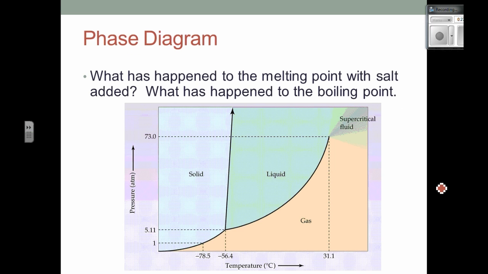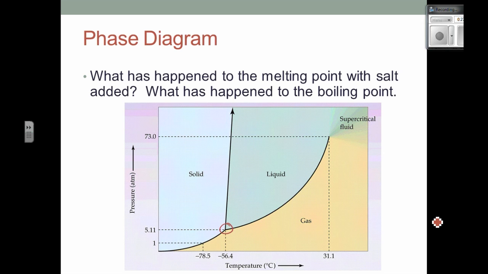So now, the phase diagram. You guys should know this, the phase diagram. This is for water. Not exactly water, but this is what it looks like. So we have our solid region, our gas region, and our liquid region. And at this point right here, that is where all three exist at the same time.